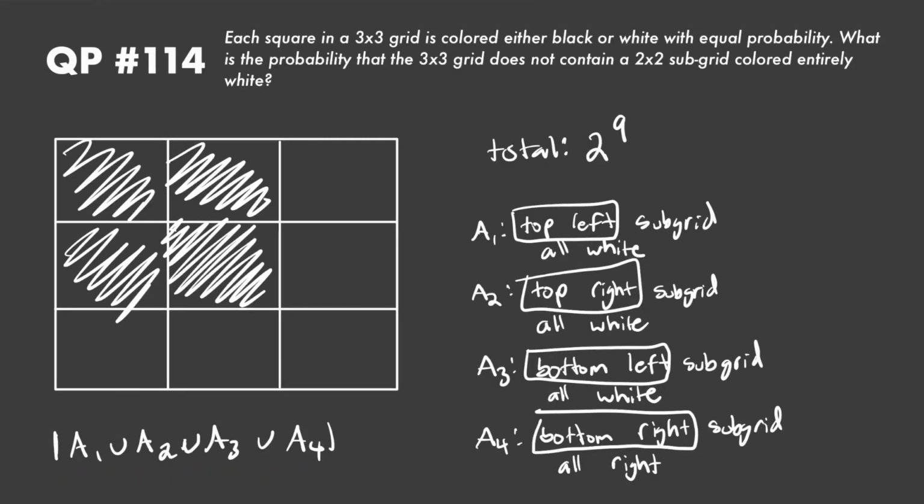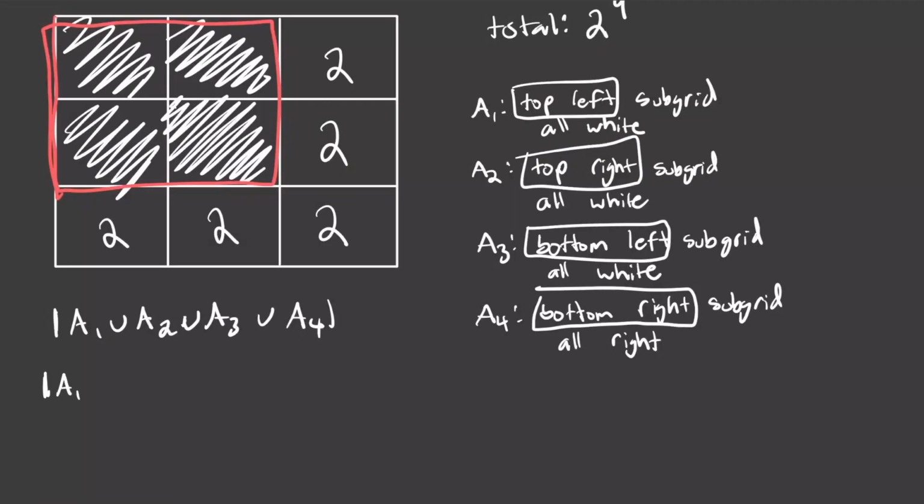Okay, so to solve this, let's just first start by looking at the magnitude of just A1 by itself. So we have this subgrid up here colored entirely white. So once we've fixed these 4 as white, well then we have 2 different options for the remainder of our squares each, and we have 5 different squares, so it's going to be 2 to the power of 5 different ways to color it when we restrict the top left subgrid to having all white. So the magnitude of A1 is just going to be equal to 2 to the power of 5, also known as 32. And now let's look at A2.